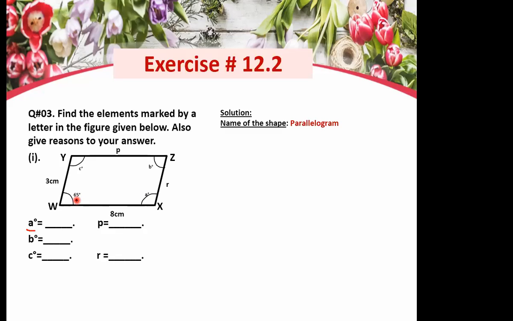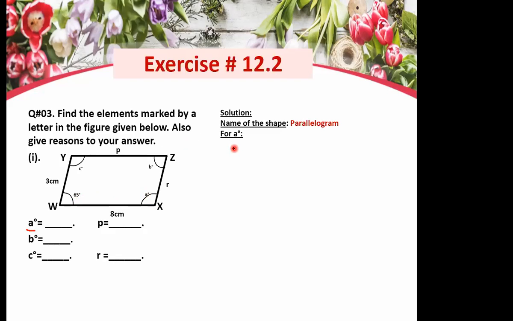If you remember, any two consecutive angles, and here consecutive angles means this one and this one. So any two consecutive angles of a parallelogram are always supplementary, meaning their sum will be equal to 180 degrees. Understand? So what you will do here, you will write down here for a.